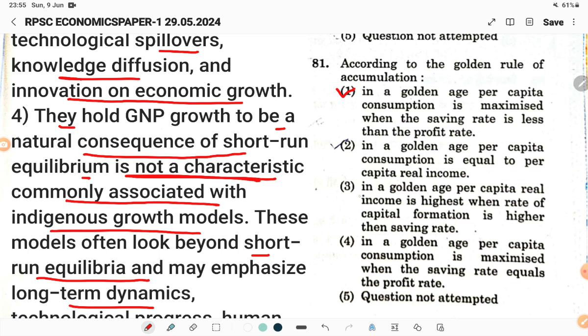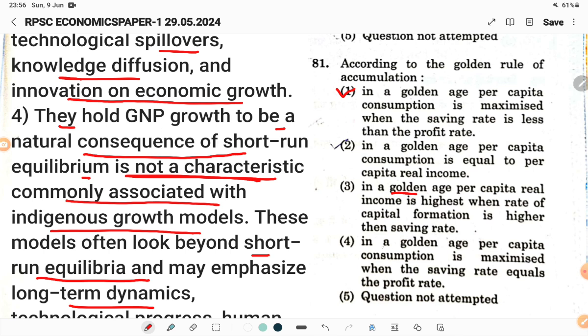And what about the third option? In a golden age, per capita real income is highest when the rate of capital formation is higher than the saving rate. This statement also does not align with the golden rule of accumulation. The golden rule suggests that the optimal saving rate is the one where the marginal product of capital, the profit rate, equals the time preference rate, the interest rate, leading to maximum per capita consumption in the long run.